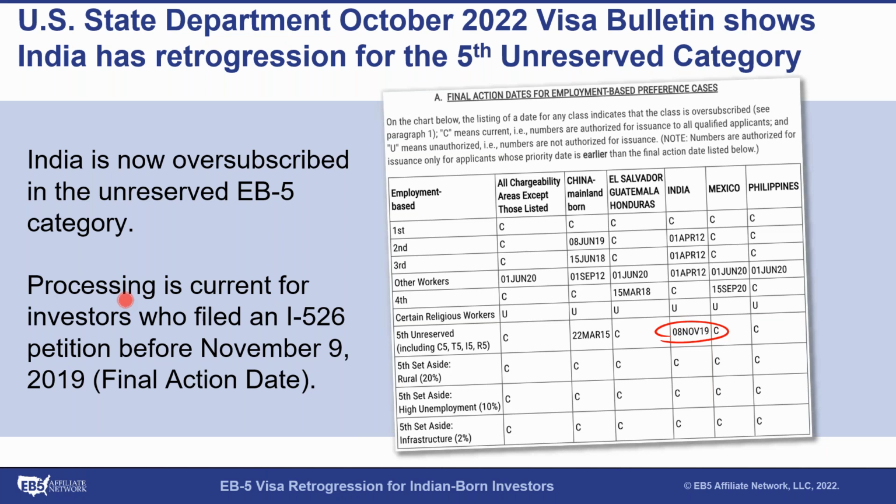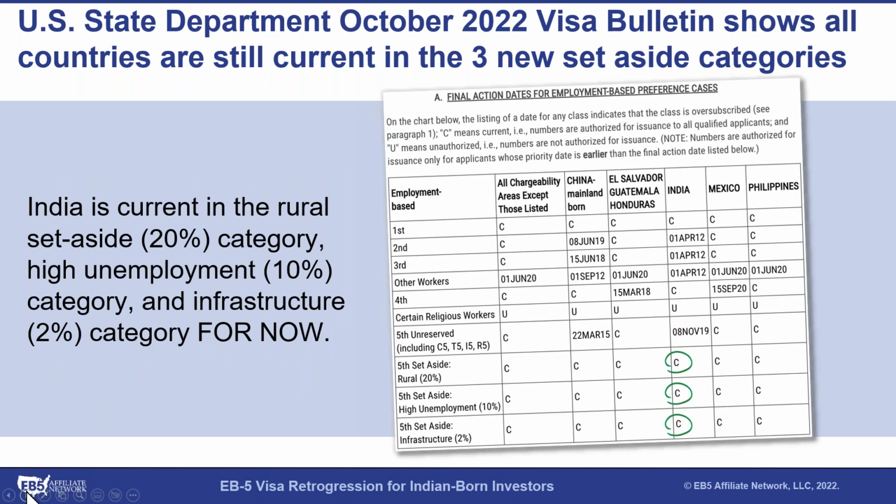Got it. Thank you, Rohit. So let's talk about how the prior investors category, this 5th unreserved category, now fits in with these new categories. As most people probably are aware at this point, under the new 2022 EB-5 Reform and Integrity Act that's now in effect, one aspect of that new law is the creation of these 3 new visa set-asides. So 20%, 10%, and 2%, which you can see here at the bottom.